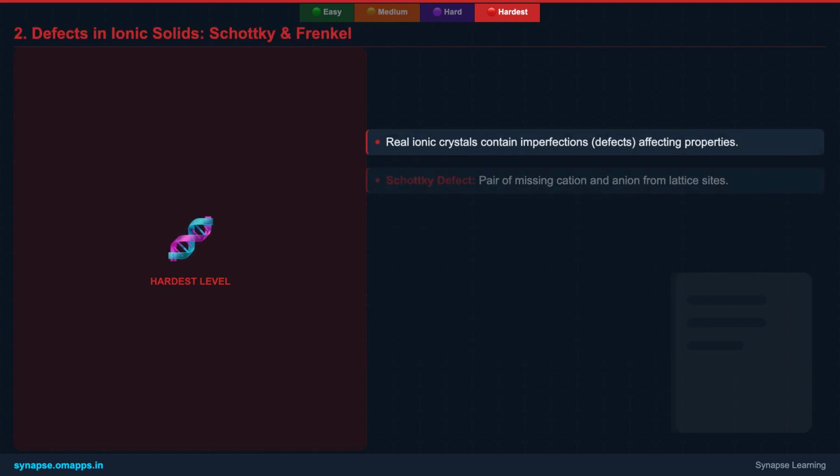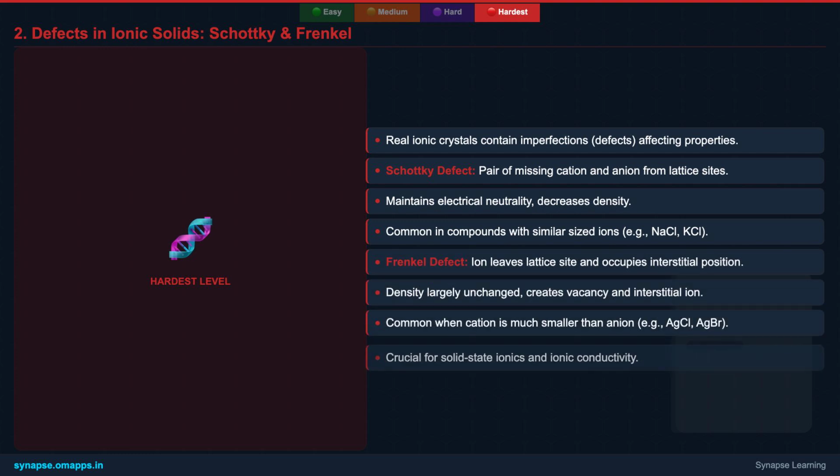Real ionic crystals are rarely perfect. They contain defects that profoundly influence their properties. Schottky defects involve a missing cation and anion pair, maintaining charge neutrality while decreasing crystal density, common in compounds with similarly sized ions like NaCl.